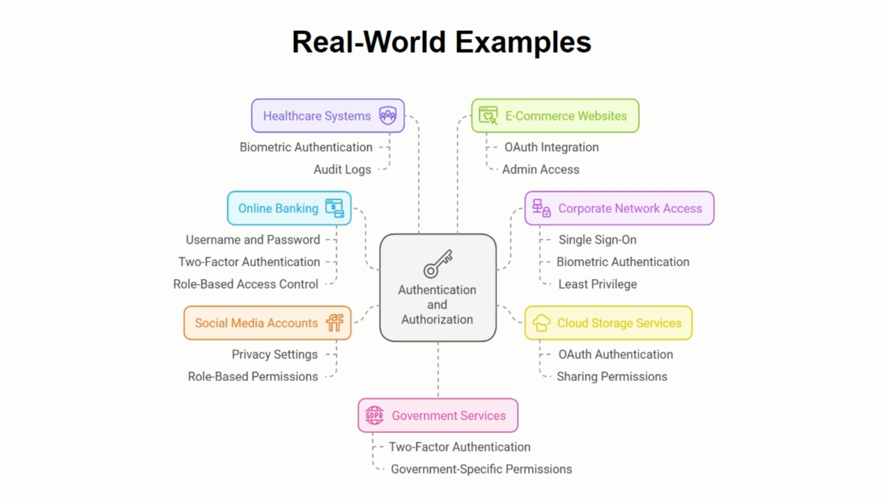Under corporate network access, single sign-on and biometric authentication are used. An employee logs in once through their company SSO portal using their corporate credentials. This login grants them access to multiple internal systems like email, HR portal, project management tools, and more. Role-based access control and least privilege are maintained. Employees are granted access to systems based on their roles. For instance, an HR employee can access employee records and the payroll system, while a developer can access the code repository but not HR data.